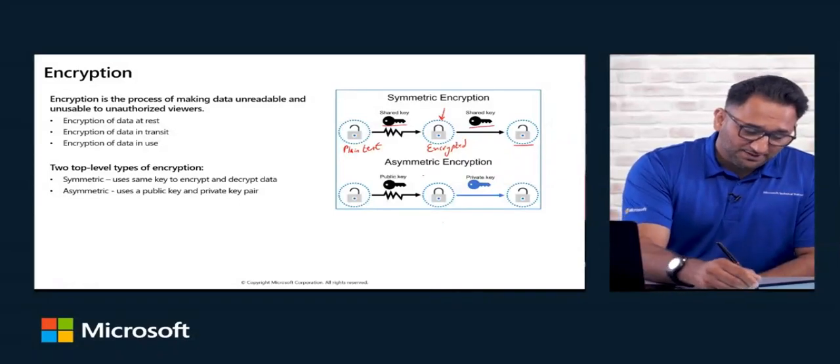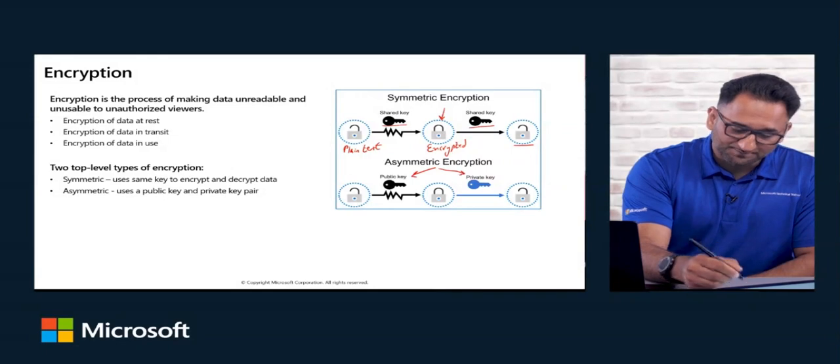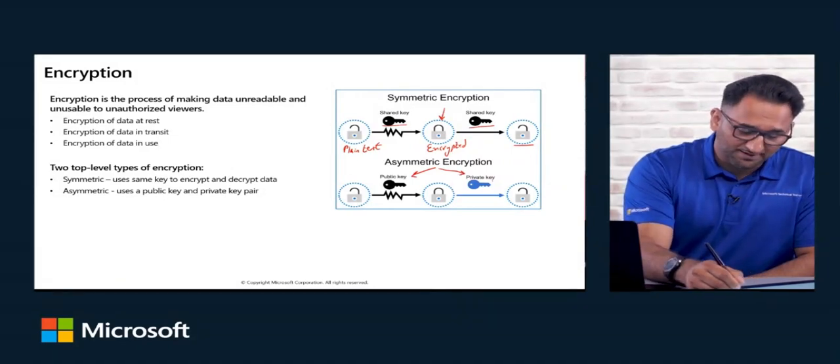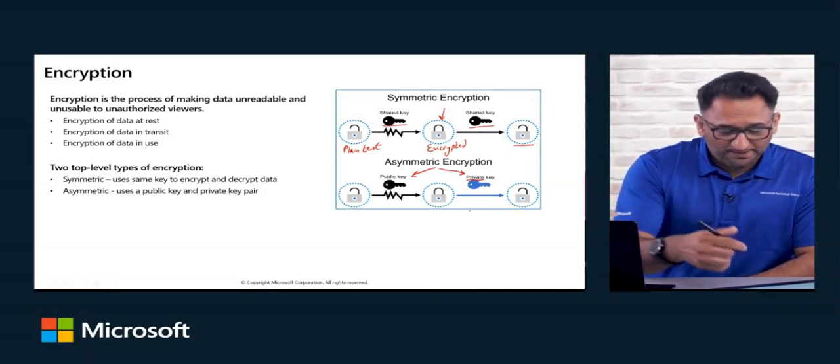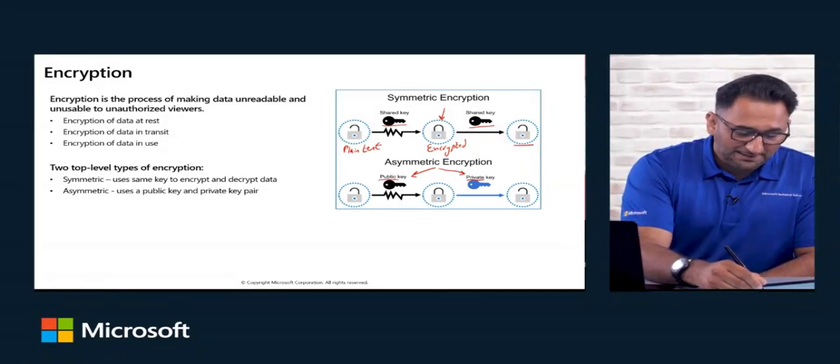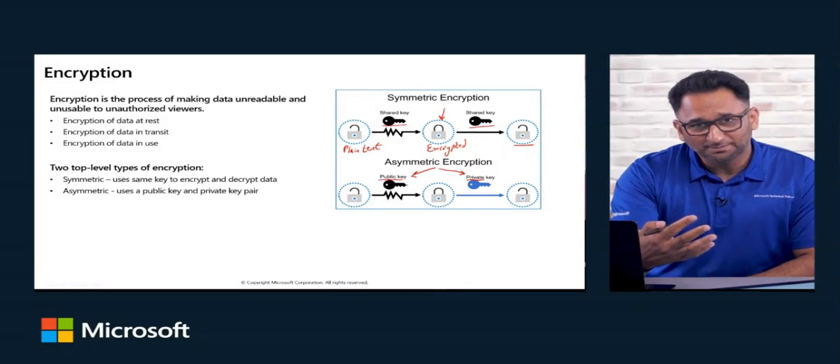With asymmetric encryption, you are using two different keys, or a pair of keys. One of them is called a private key, which you keep private to yourself. Second, you have a public key that you can make available to the public.